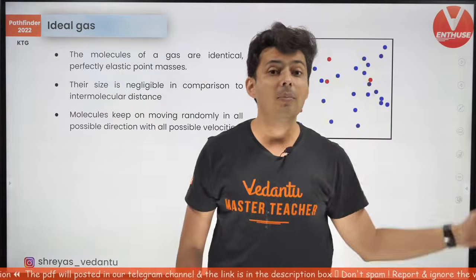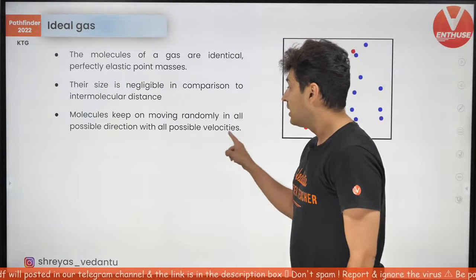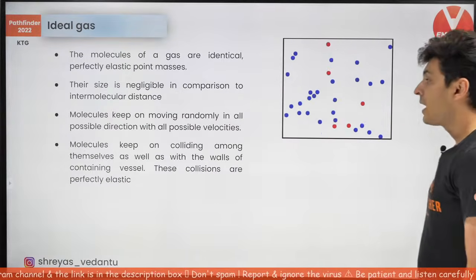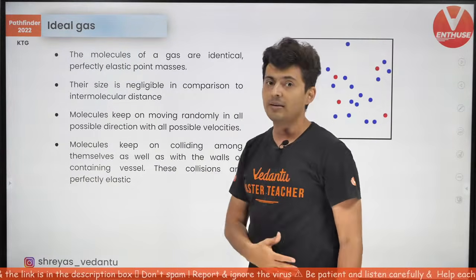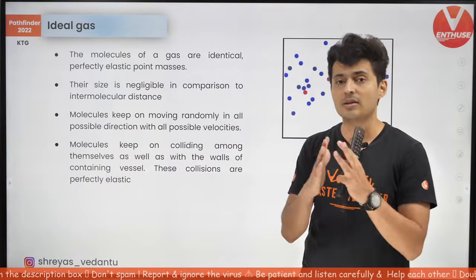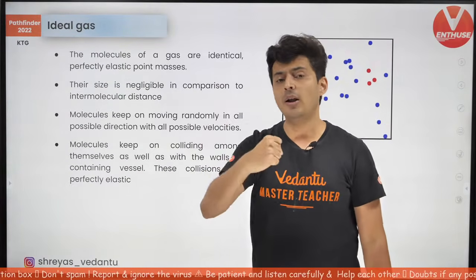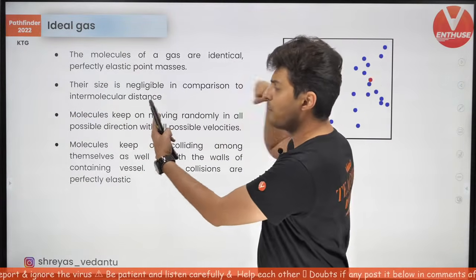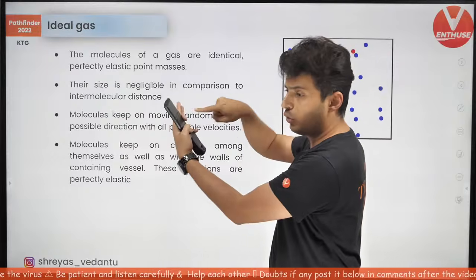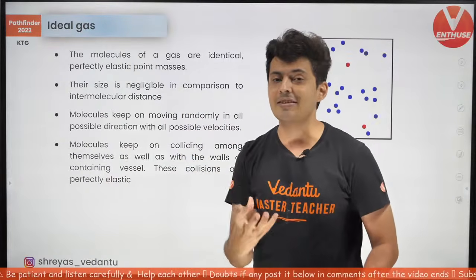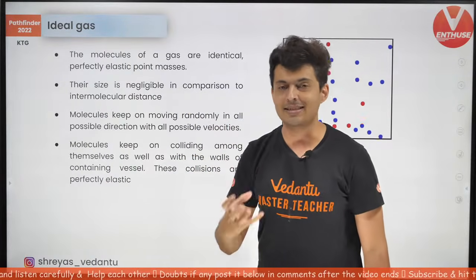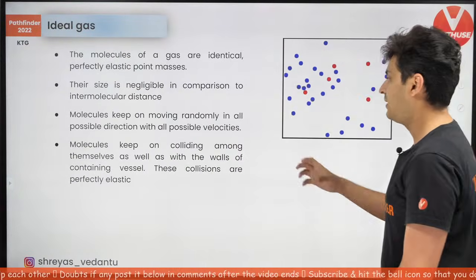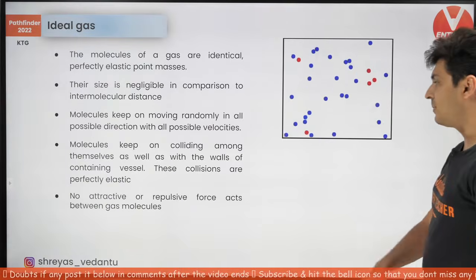Similarly, there are all possible velocities. This is very important. It's not that all molecules move with the same speed, they move with different velocities. The molecules keep colliding amongst themselves, also with the walls of the container. When they collide with the walls, they impart some momentum and apply some force, and when they apply the force, it creates pressure. Yes, that's how pressure is created in the gas. Keep this in mind.